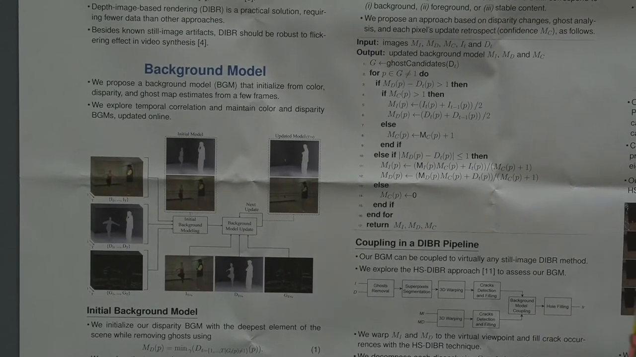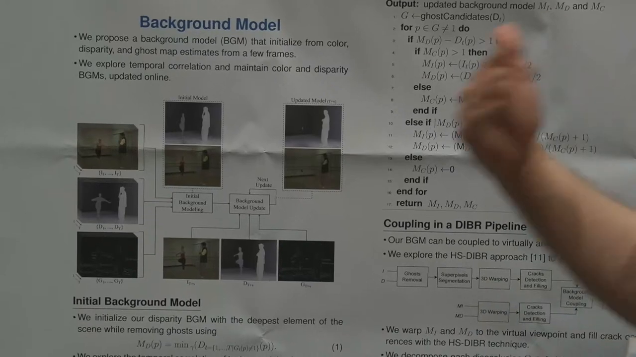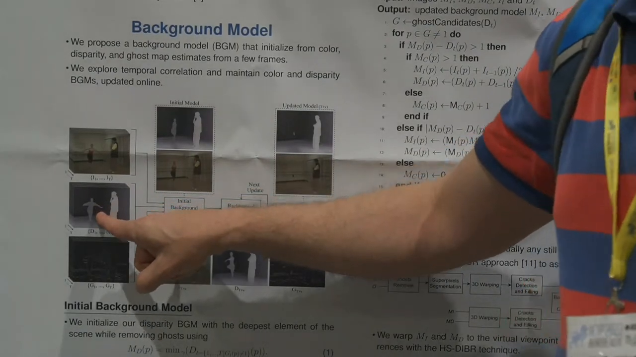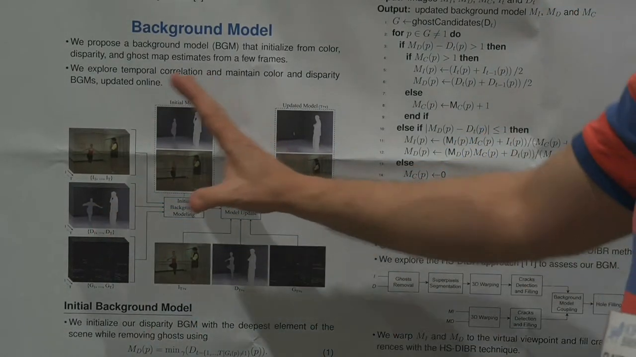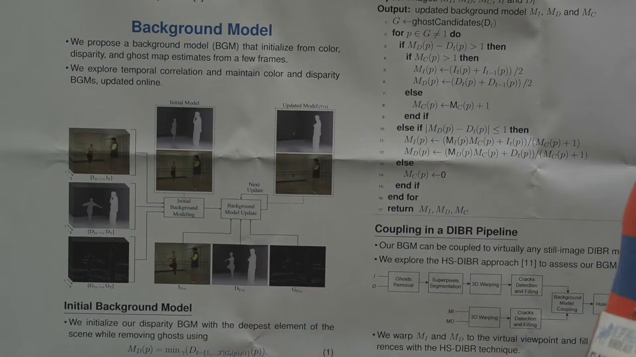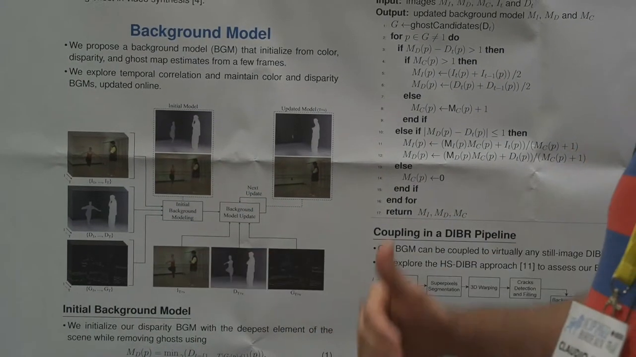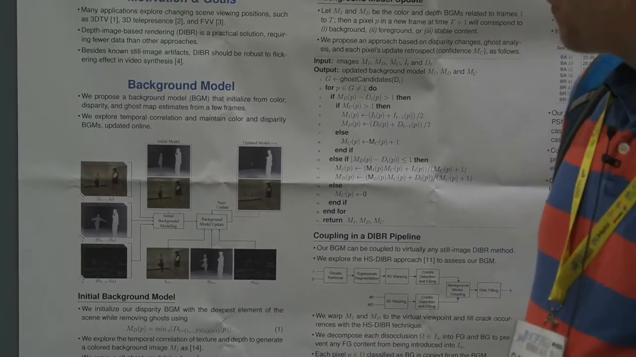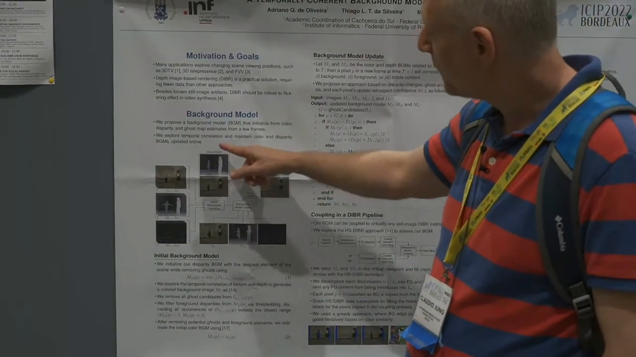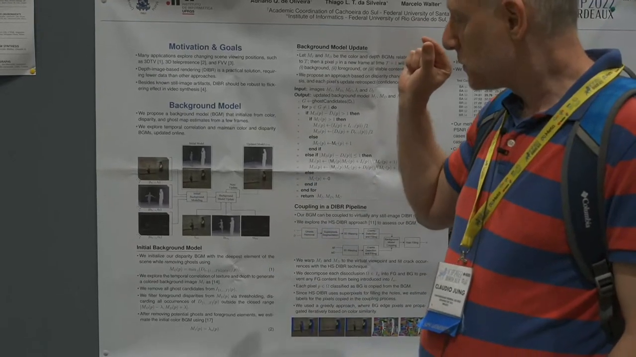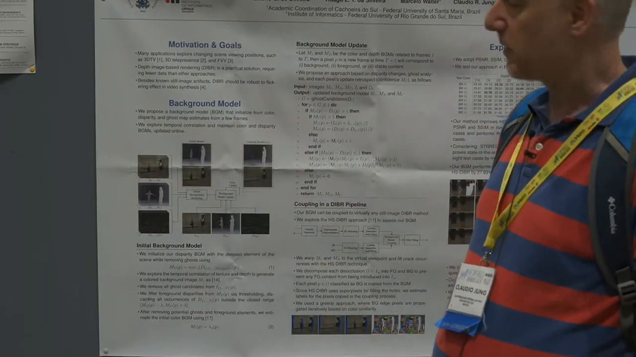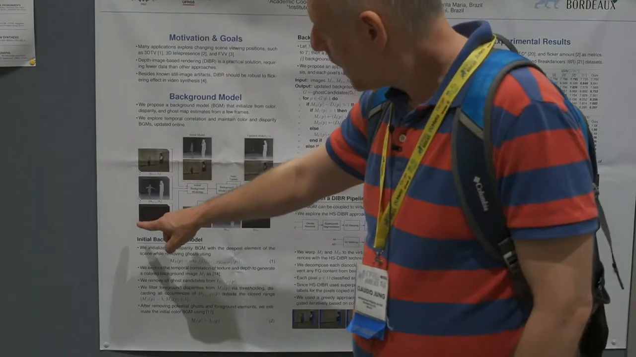So initially, you have a set of training frames, assuming a static camera. You have the corresponding RGB and depth images, and then we explore an existing approach for background modeling, which basically computes the alpha-trimmed mean of the input sequences to remove outliers and moving objects. We also retrieve the points with the smallest disparity, which relates to the largest depth, which characterizes the background. And we also compute a ghost map.